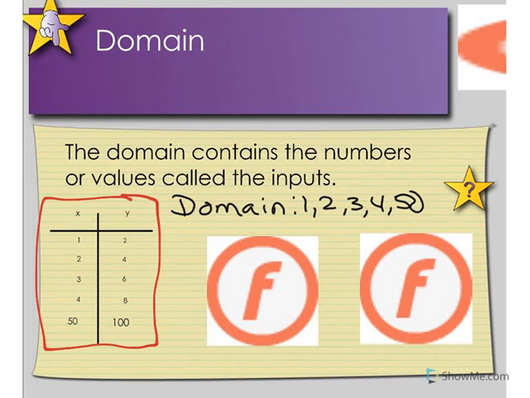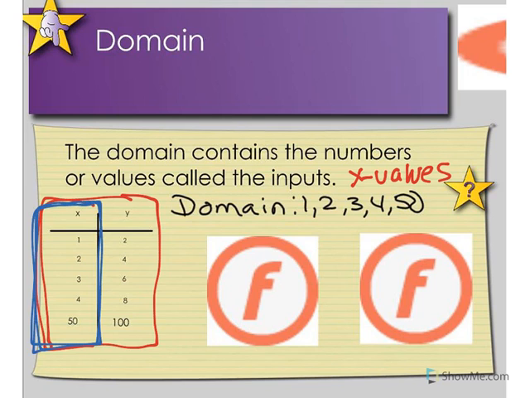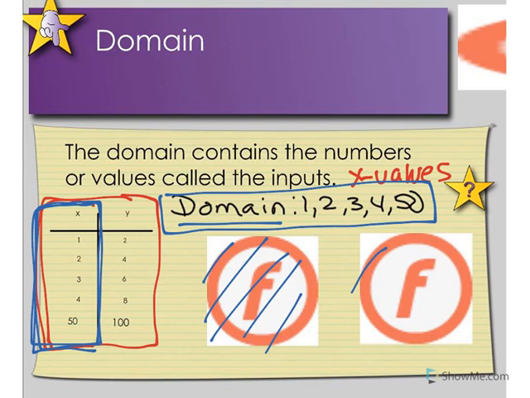So the domain contains all of those numbers called the inputs, or the x values. So if you look at our table, over here on the left are our x values. So all you would have to do is list, hey, my domain is just the values 1, 2, 3, 4, and 50. So this would be the answer to that question, what is your domain? My Flash player doesn't work on Show Me, so you have to ignore that. So that's all you'd have to do, domain, 1, 2, 3, 4, and 50.